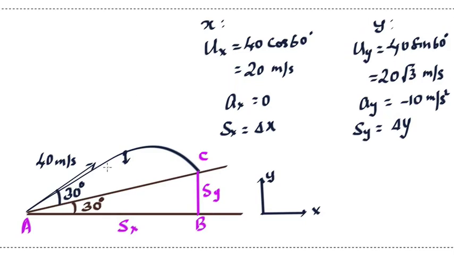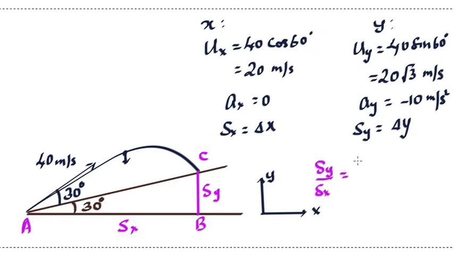As it is flying, delta x, the change in the x coordinate, keeps increasing. The change in the y coordinate first increases, then it decreases. But when it lands on the hill, Sy and Sx have a simple relationship between the two. If you look at this 30-degree right angle triangle, Sy divided by Sx is tan 30. Let's write this relationship down out here. I'm going to write it here for lack of space.